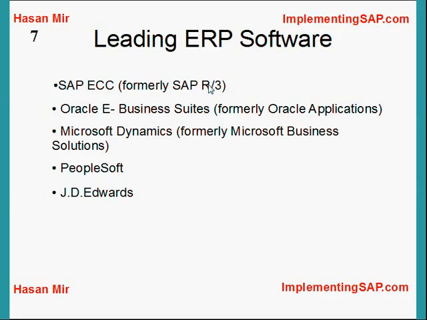The second largest player is Oracle E-Business Suite, formerly known as Oracle Applications. Microsoft also produced their own ERP called Dynamics, formerly known as Business Solutions. PeopleSoft and JD Edwards were also big players. PeopleSoft was purchased by Oracle, and JD Edwards was purchased by PeopleSoft. Now both PeopleSoft and JD Edwards are part of Oracle Corporation.